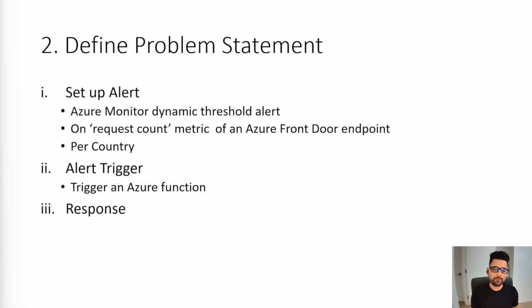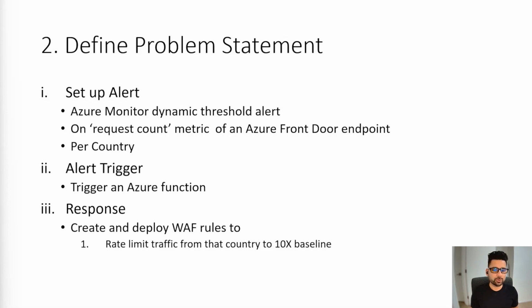Then this Azure function is going to create and deploy some WAF rules. More specifically, it's going to deploy 2 rules. Now, we're not limited to deploying these 2 rules. These are completely for illustration purposes. But in this case, the first rule that we're going to define is a rate limit rule on the country where the alert was fired. And we're going to set the rate limit threshold to 10x the baseline.